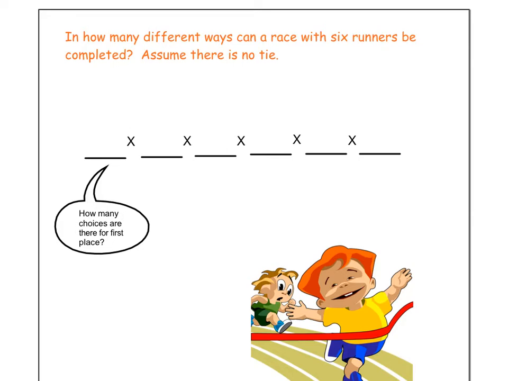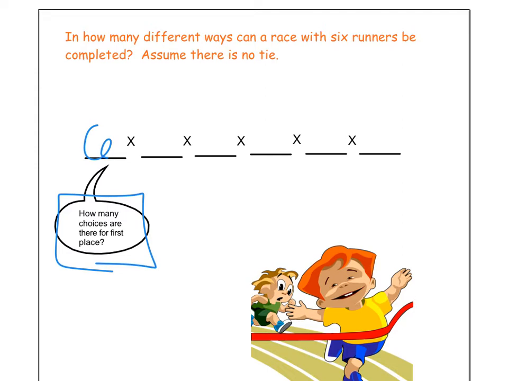In how many different ways can a race with 6 runners be completed? Assume there is no tie. So the fundamental counting principle can be applied here as well by answering the question of how many choices are there for first place. If you have 6 runners, there are 6 options or 6 different ways for these 6 runners to finish in first.